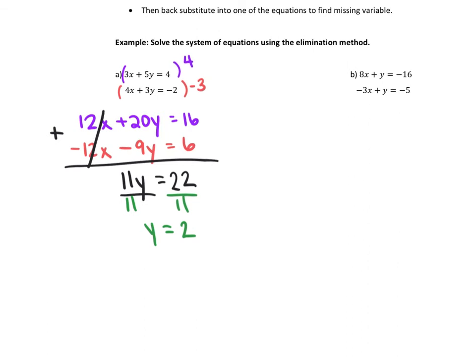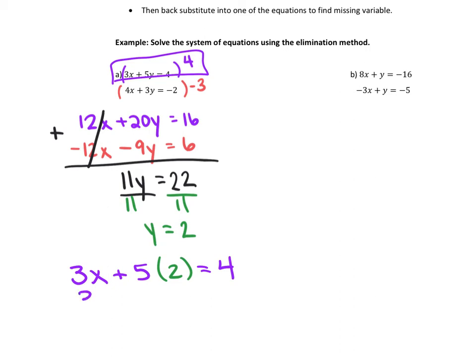Once I know the value of y is 2, I can take any equation that I've created, these multiples or these originals, and plug in for y to solve for x. I'm going to focus on this top equation to do that. So that's 3x plus 5 times my y, which is 2 now. That has to equal 4. So that's 3x, 5 times 2 is 10. That equals 4. Isolate x.